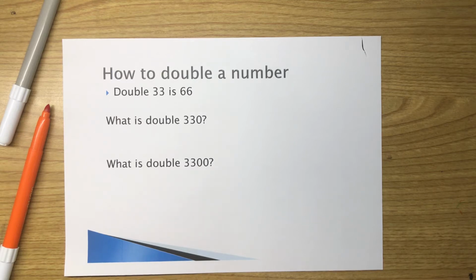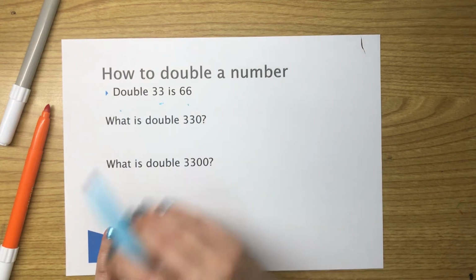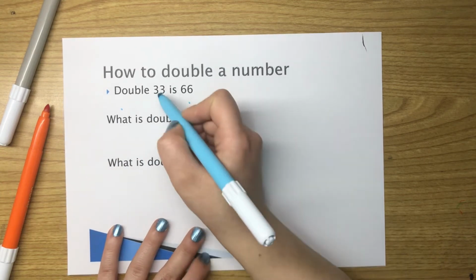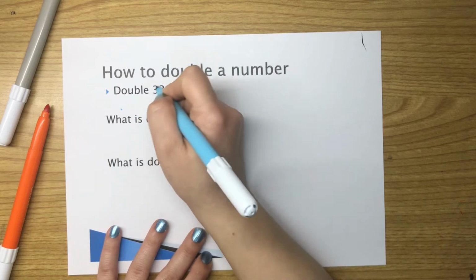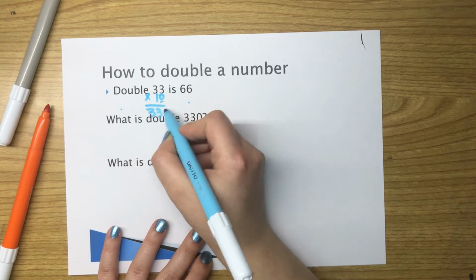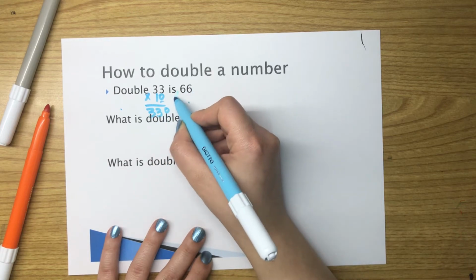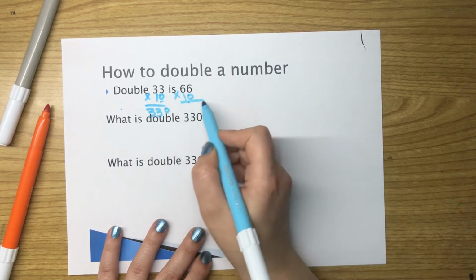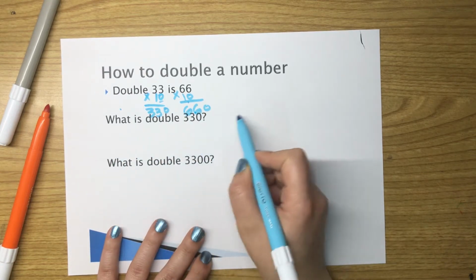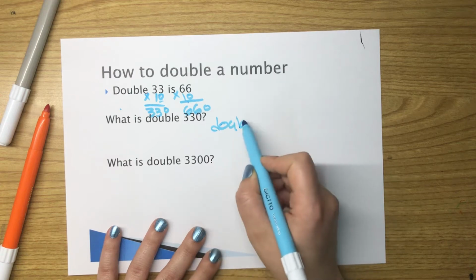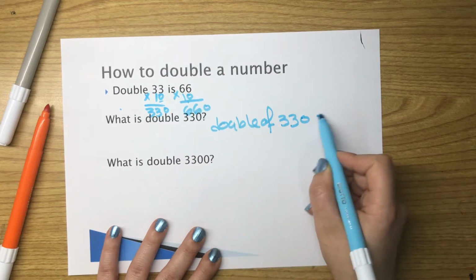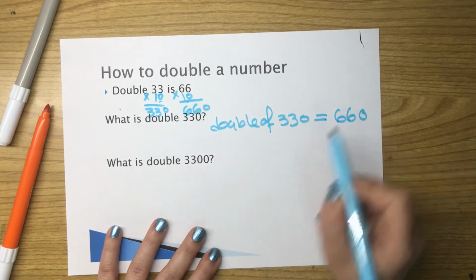Again, how to double a number. The double of 33 is 66. What is the double of 330? Remember, 330 is 33 times 10. That means you are going to multiply 66 by 10. So the answer will be 660. So the double of 330 equals 660.